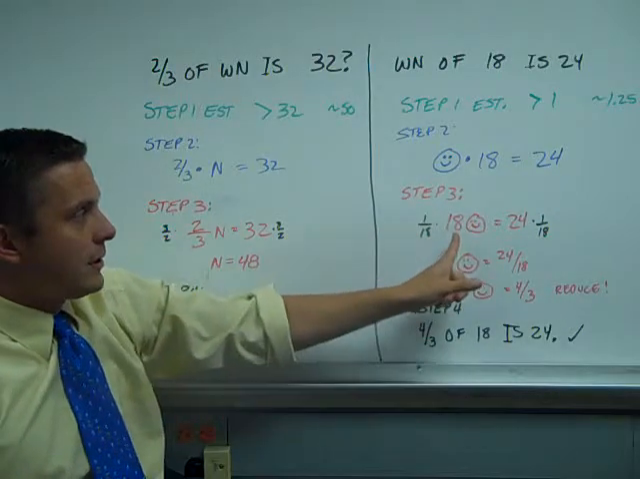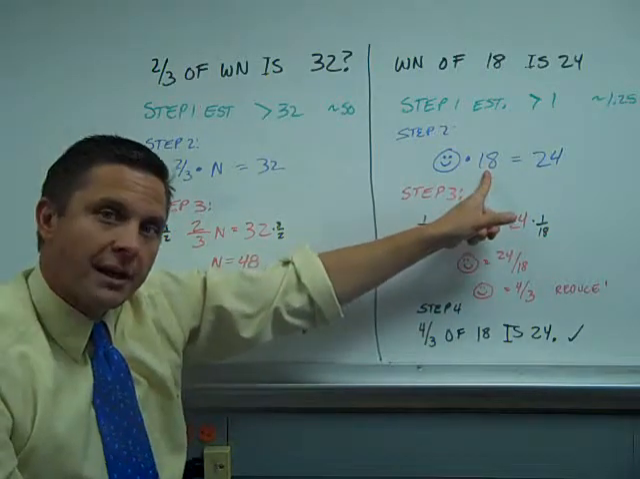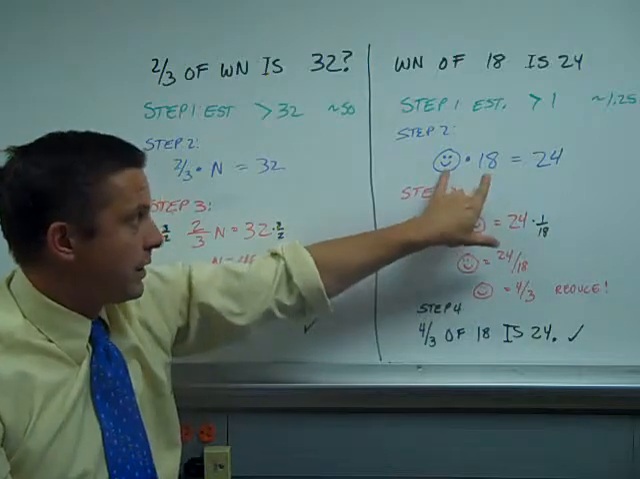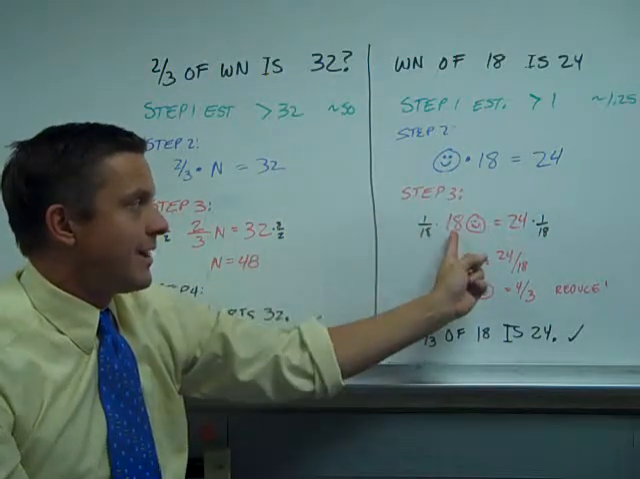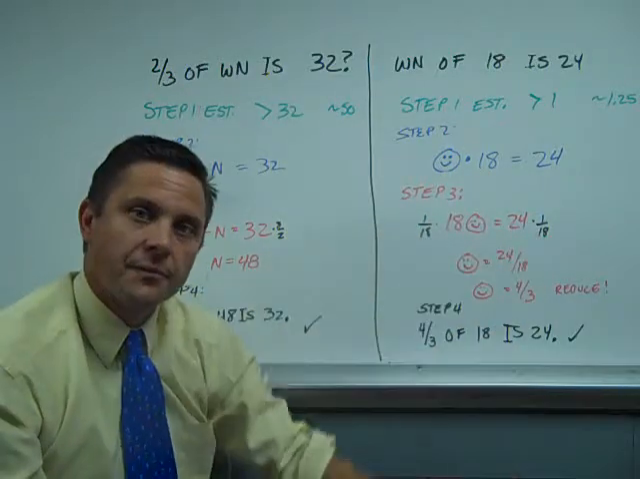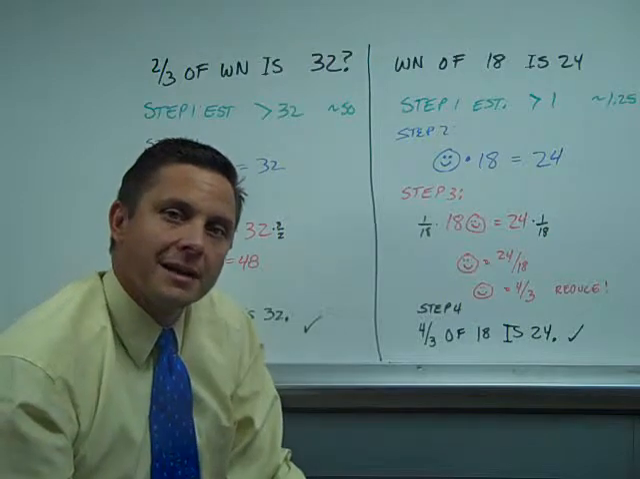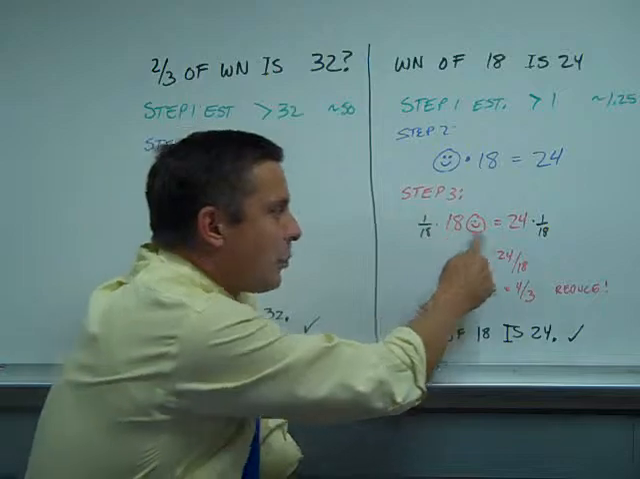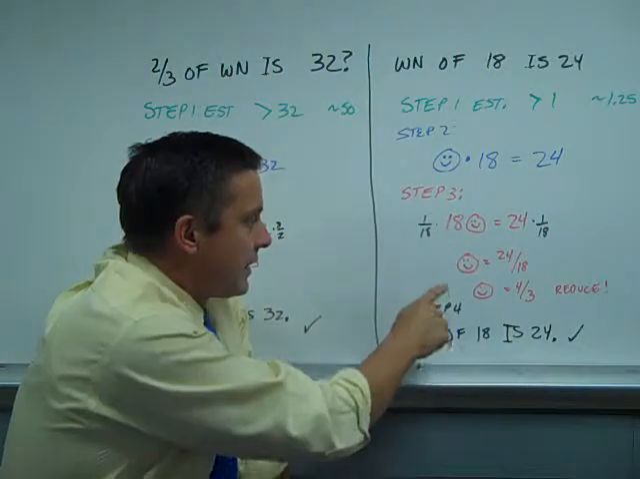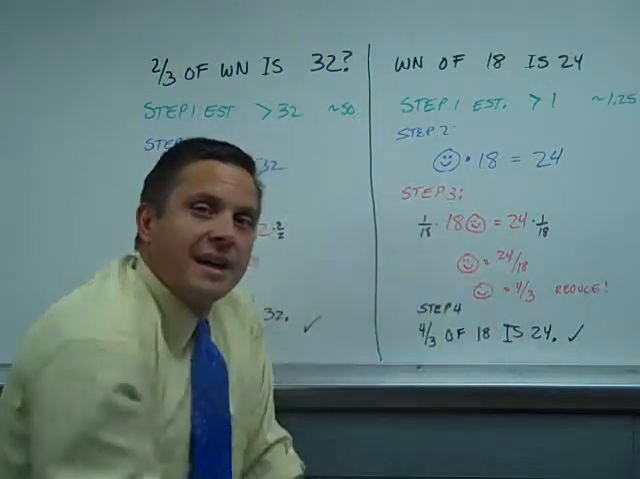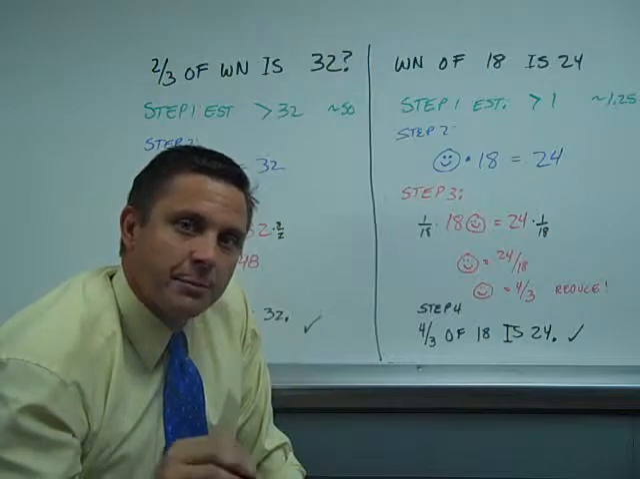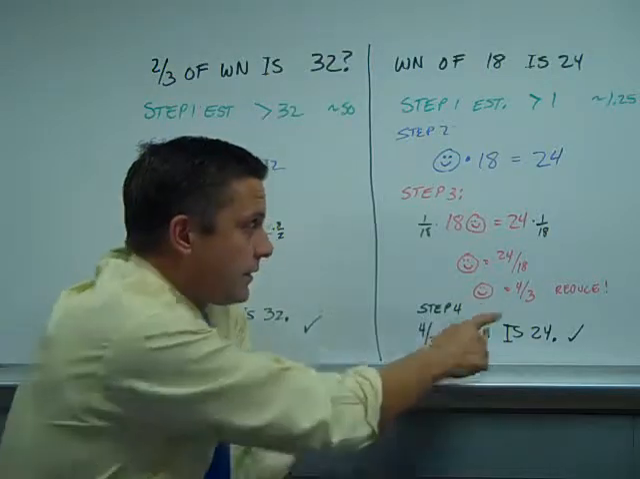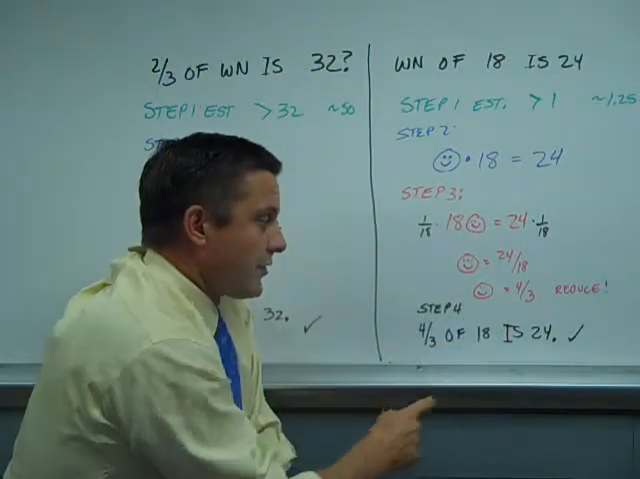I rewrite step 3. I usually like a numerical coefficient, so I change these because I can multiply in any order, and I have 18 smiley face equals 24. I multiply by the multiplicative inverse of 18, 1/18, or I could have divided both sides by 18. And I get 24/18. That is a fraction. It can be simplified. So I take out 6 and I get 4/3.